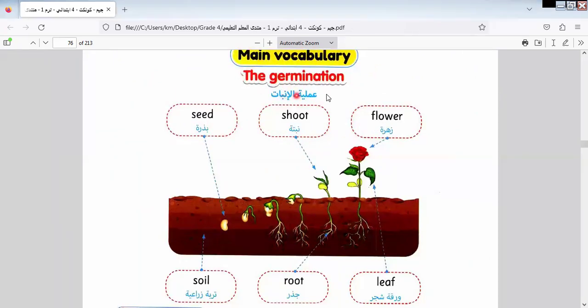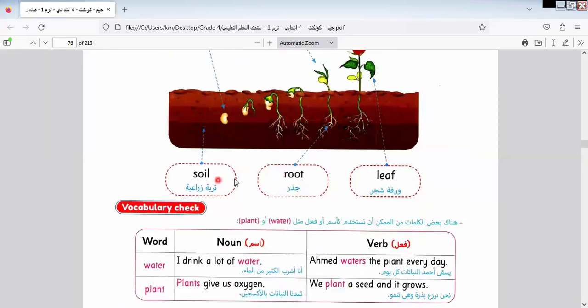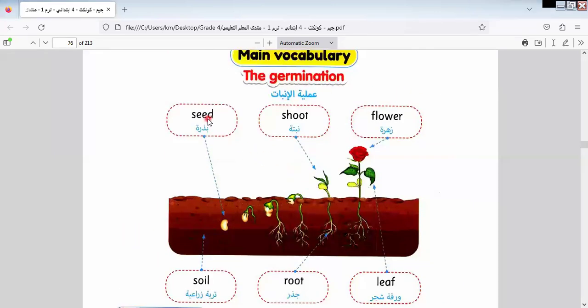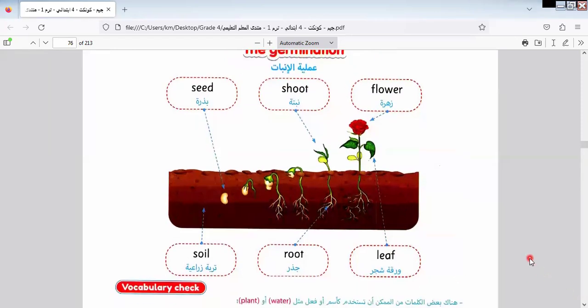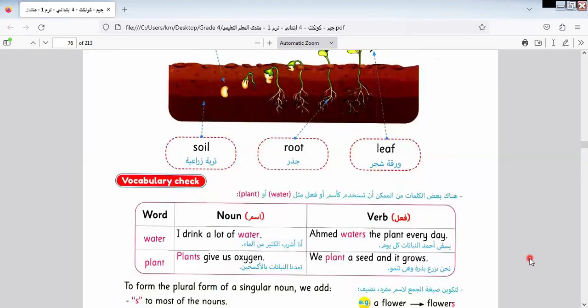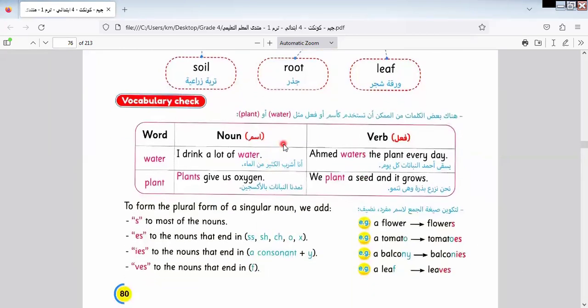The germination. Here we have seed, shoot, and flower. This is the process of germination. Seed, shoot, and flower. We have soil, root, leaf. Some of you are saying, Miss Iman, this unit is not related to English. It's related to science. Yes, in this unit we have some information related to science more than English.